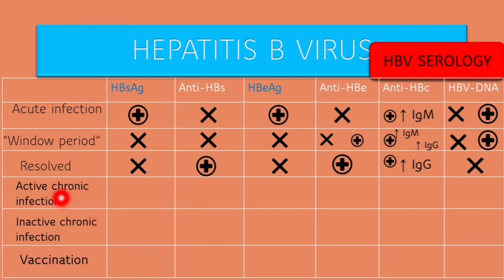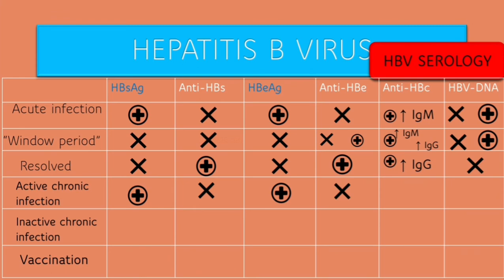Here we have active and inactive, right? So let's just start with active chronic infection. If it is active, it means your body is unable to get rid of the virus. So you will see the surface antigens there, and the antibodies against it, you will not see them. Envelope antigen, yes, you will see it, and the antibodies against it, you won't see any, right?